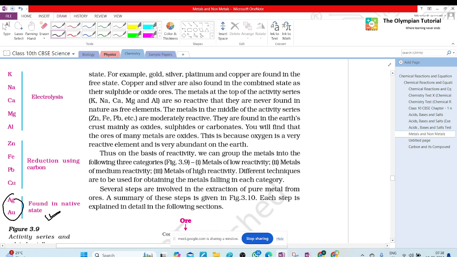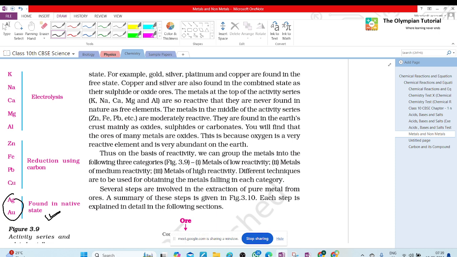Yes, ma'am, why is mercury not mentioned? Mercury, because it is in liquid state, and they are not including mercury in this topic. Or we can say it is not in our syllabus. Actually, mercury is also extracted, but it is not in our syllabus.